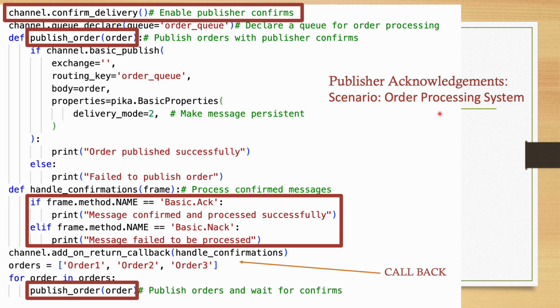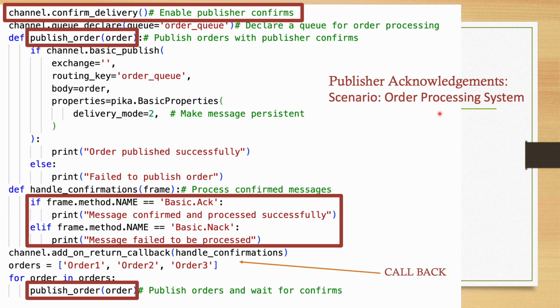Scenario: Order processing system. In an e-commerce application, let's consider an order processing system that utilizes RabbitMQ for handling incoming orders. The system receives orders from various sources and needs to ensure the reliable processing of these orders while maintaining data safety. In this example, publisher confirms are utilized to ensure that each order is successfully accepted by RabbitMQ before proceeding with the next order. It enhances data safety by providing reliable delivery guarantees and reducing the risk of message loss.